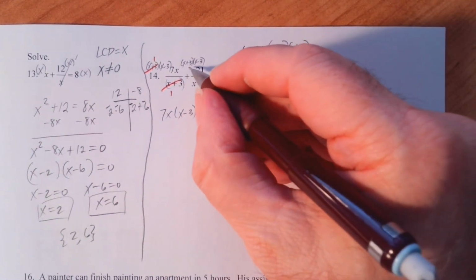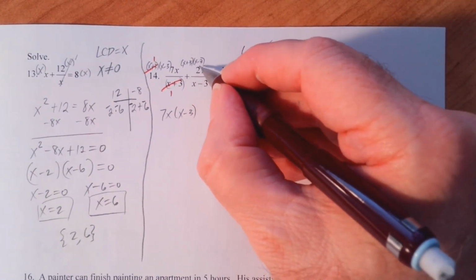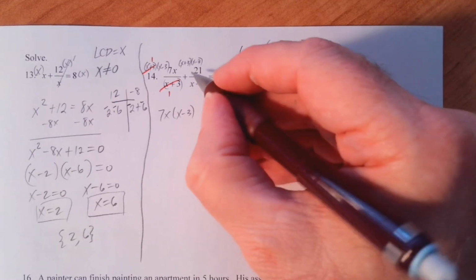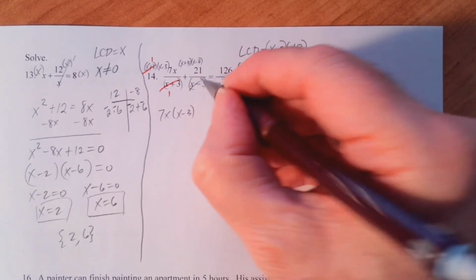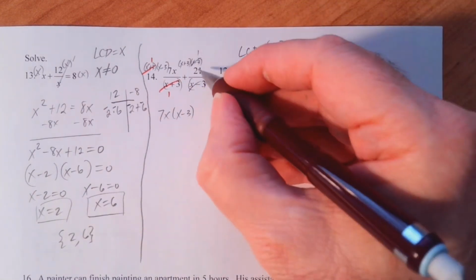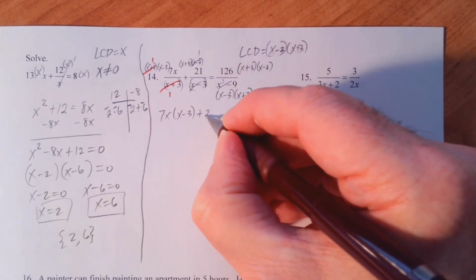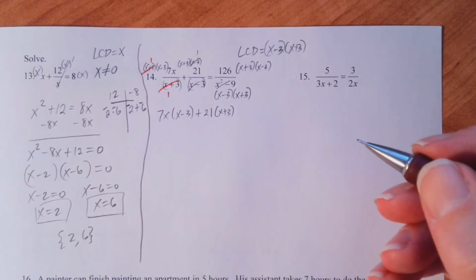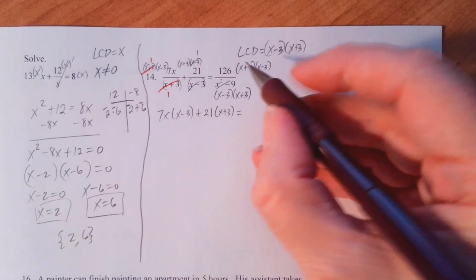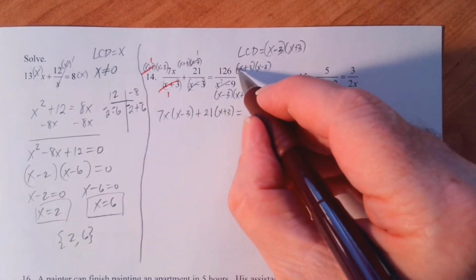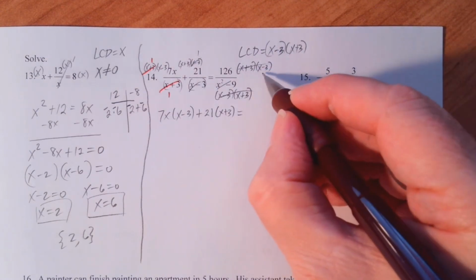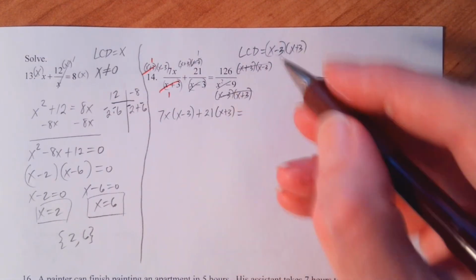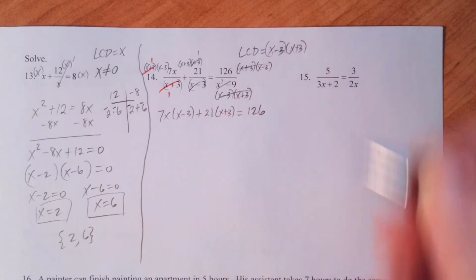So you're multiplying x plus 3 times x minus 3 times this fraction. When you do that, the x minus 3's are going to cancel, and you're left with a plus 21 times x plus 3. Notice on the other side, the whole denominator cancels with our LCD, and we're just left with the 126.